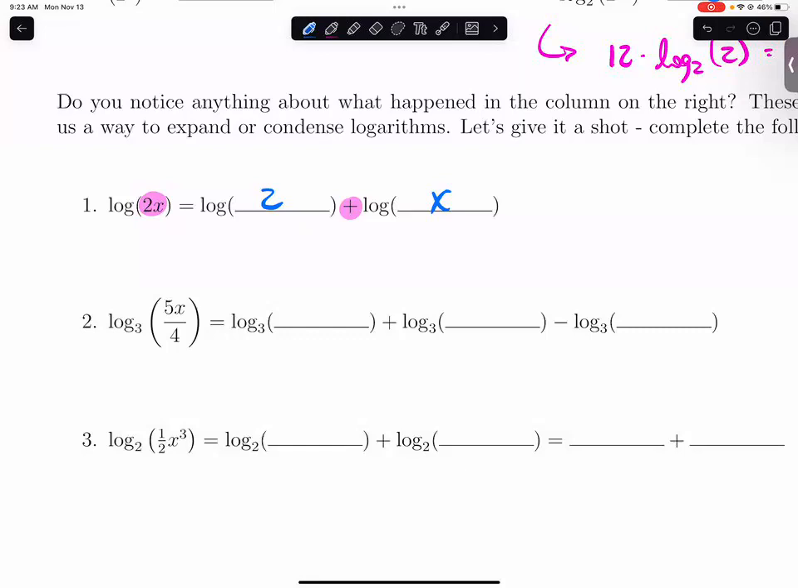The log base 3 of 5x over 4. What can we do there?